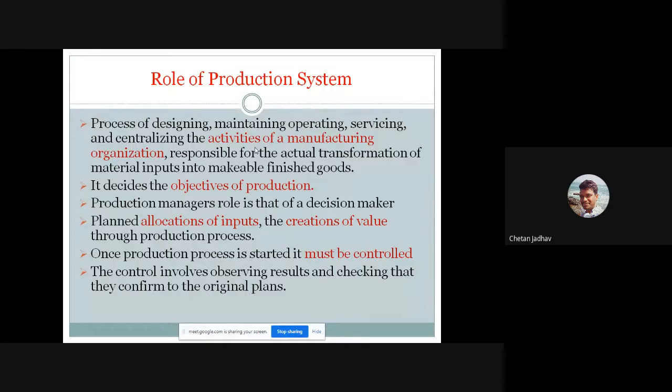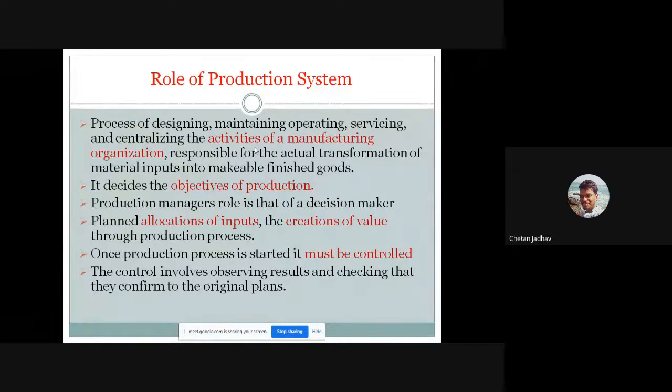Suppose plan A is given from the top level manager side, and at the 11th hour that plan is going down an incorrect path. At that time, at the 11th hour, the production manager should take some decision at his or her own level. That capacity should be with him or her. Then there is the planned allocation of inputs and the creation of value through the production process. Once the production process is started, it must be controlled.